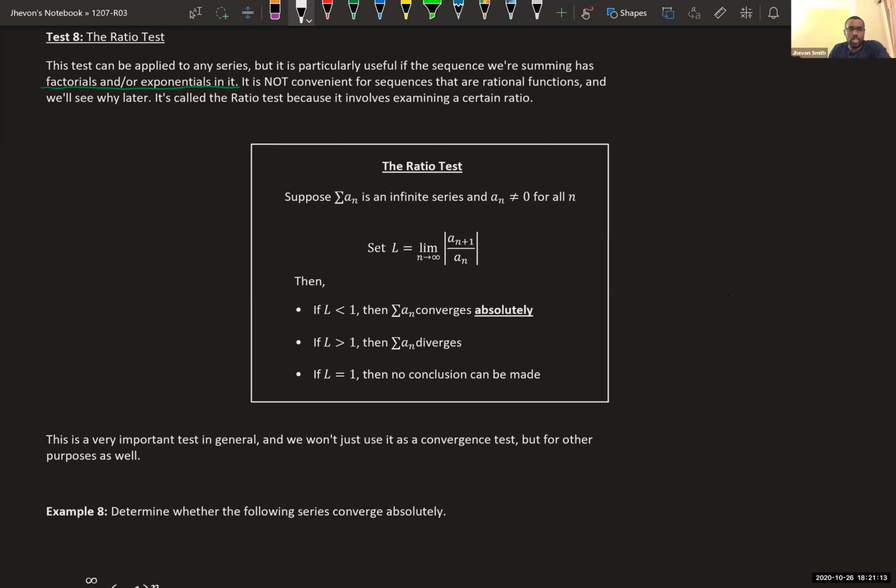You guys can take a picture if you don't have the notes printed out or something.